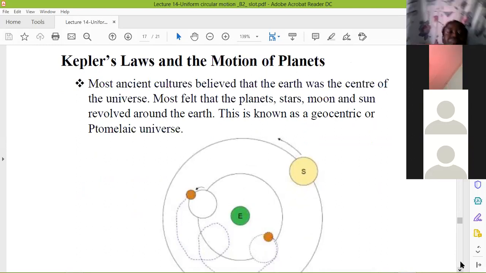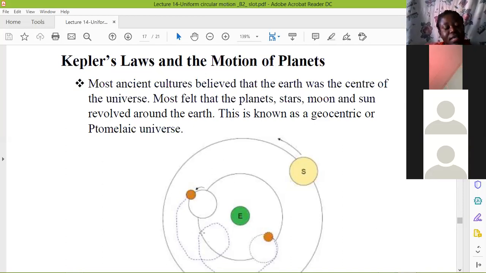Most ancient cultures believed that the Earth was the center of the universe. Most felt that the planets, stars, moons, and sun revolve around the Earth. This is known as the geocentric universe.